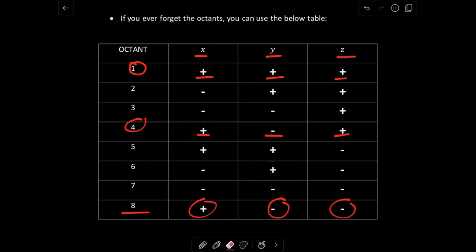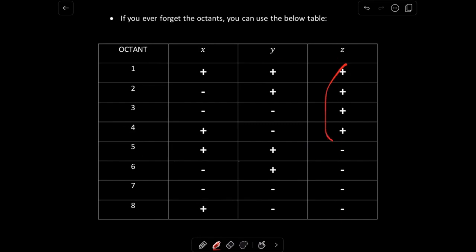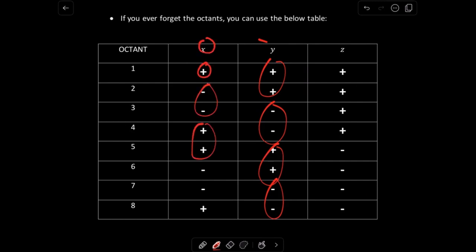And how do you remember this? You can kind of see the pattern here. For z, the first 4 are positive, and then the last 4 are negative. In each of x, y, and z, you're always going to have 4 positives and 4 negatives, which gives you 8 values in total. For y, it becomes 2 positives, 2 negatives, 2 positives, 2 negatives. I think the hardest pattern to see is for x. That would be positive, 2 negatives, 2 positives, 2 negatives, and then a positive.